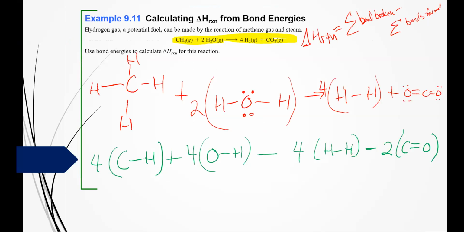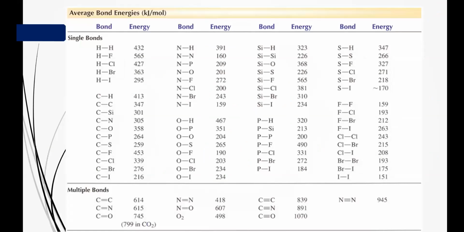So C to H, this bond is worth 414 kilojoules per mole. Our O to H is 464 kilojoules per mole. Our H to H, I can't read it, I wrote it too small, is 432.